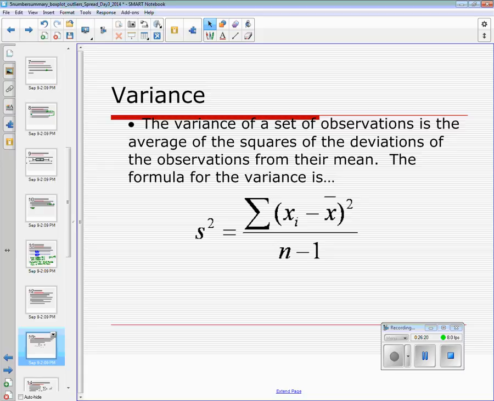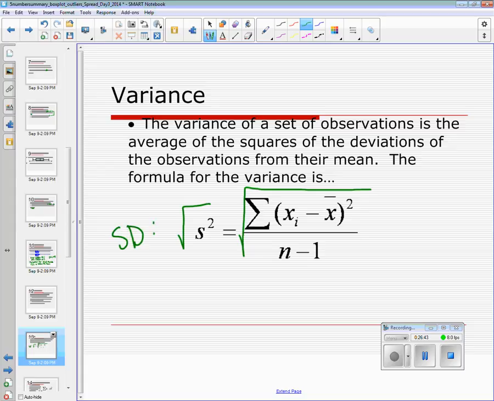So the standard deviation is just simply the square root of the variance. You probably have heard standard deviation, okay? Well, I know you have because you took Algebra 2. And in the normal distribution, there's so many standard deviations away from the mean. So I know you've heard of it. But if we took the square root of this, now we have the standard deviation, okay?